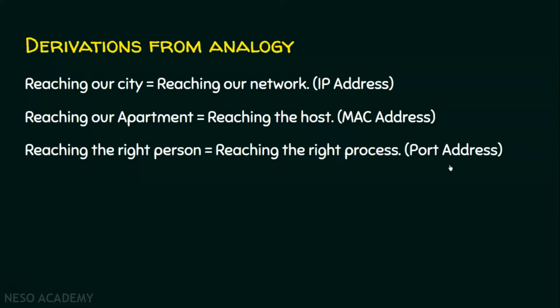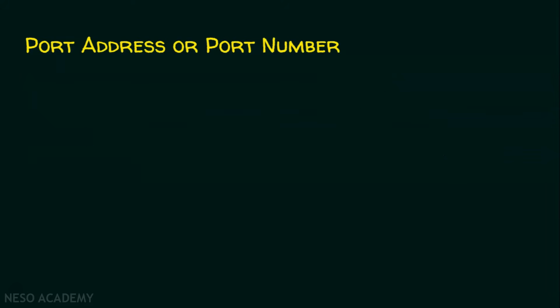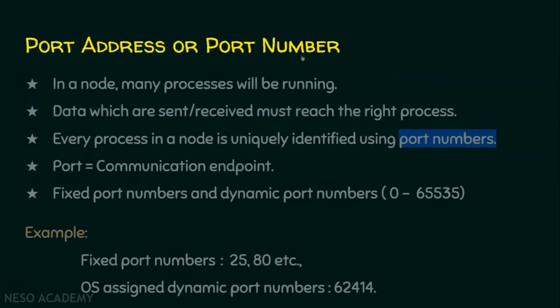In real communication, any device can be identified with the help of IP address and MAC address. But in that computer, there will be so many processes running. To which process that data has to reach is decided by the port numbers or port address. Now we will see what is port address. Port addresses are also called port numbers.